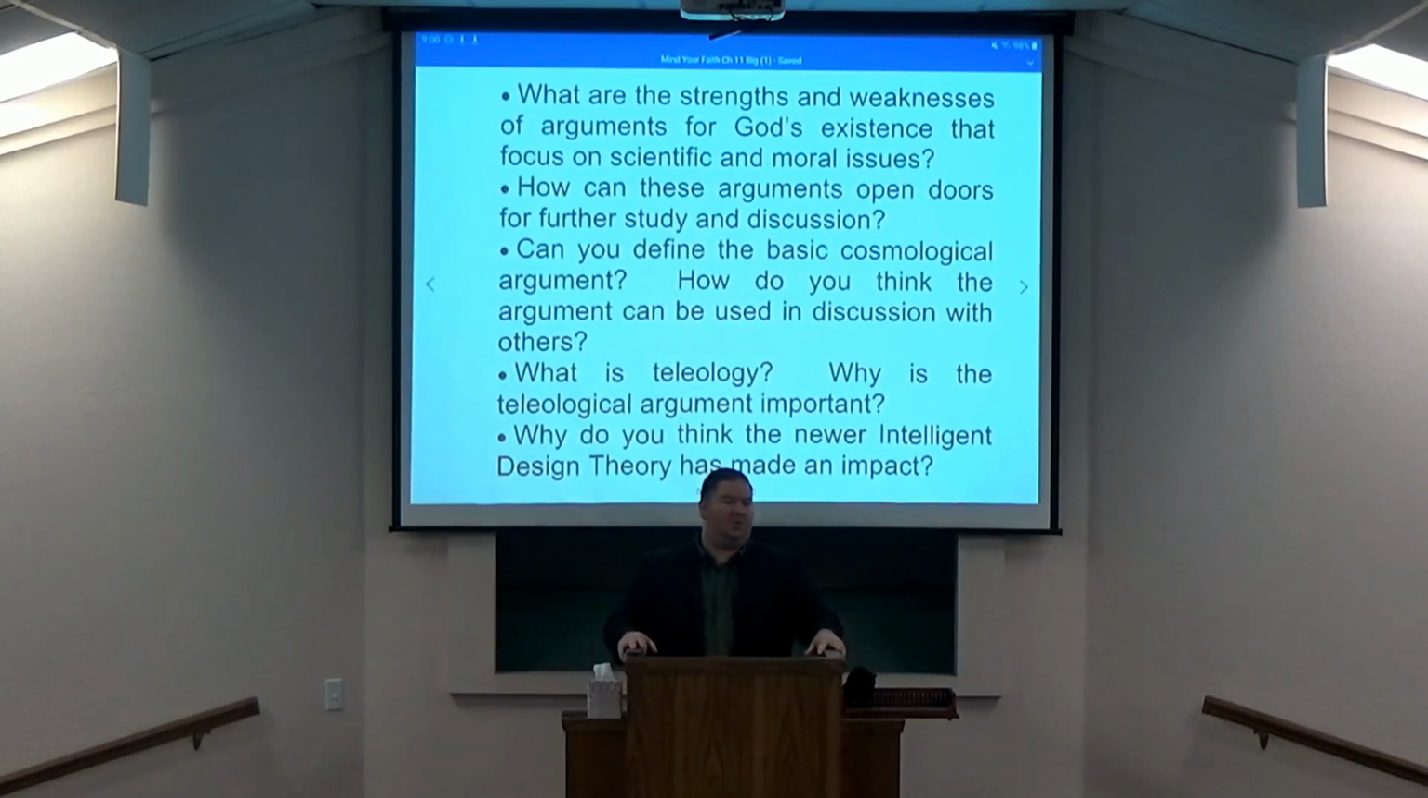The 4 arguments that Dewey presents in the chapter are the cosmological argument, the teleological argument, the intelligent design argument, and then the moral argument. Those are the 4 that he deals with. Of course, the cosmological argument focuses on the idea that all things that had a beginning must have started from somewhere. For every cause, there is a reason for that cause. And so, since the universe is expanding, it must have started from a certain point, and so on and so forth. What is teleology? Why is the teleological argument important?